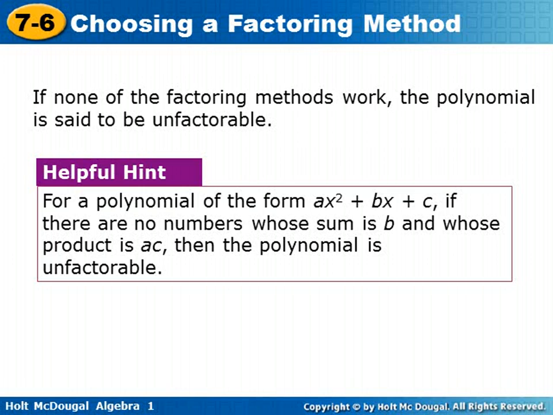If none of the factoring methods work, the polynomial is said to be unfactorable. For a polynomial of the form ax squared plus bx plus c, if there are no numbers whose sum is b and whose product is a times c, then the polynomial is unfactorable.